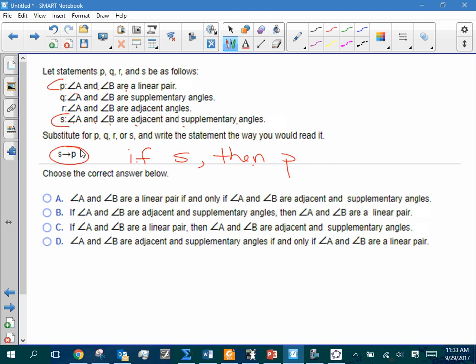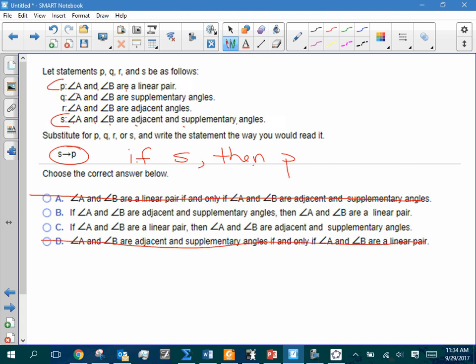Okay? So we go through here, we're trying to figure out which one of those they're talking about. Obviously, because this arrow is only a one-way street, we can't use that one because it says if and only if. We can't use that one because it's if and only if. And that arrow means if, then. Does that make sense? Yeah.